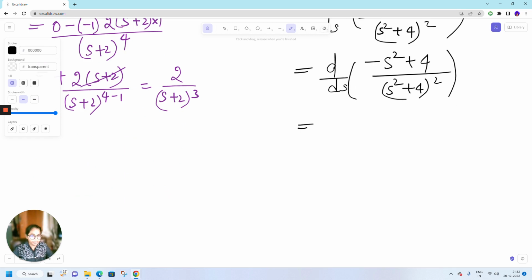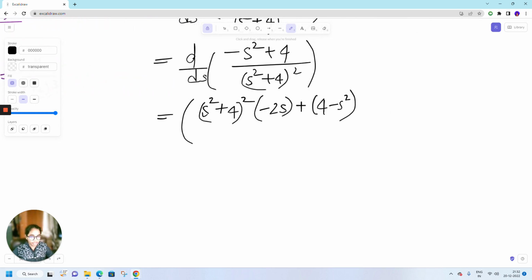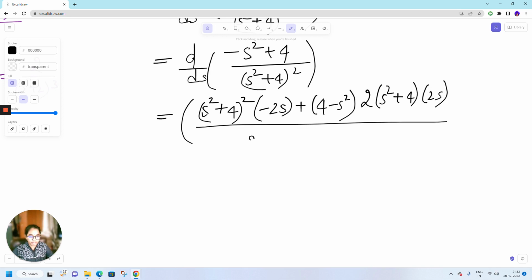That would be, keep the denominator as it is, differentiate the numerator. Differentiation of numerator is minus 2s, plus, keep the numerator as it is, that is 4 minus s square, differentiate the denominator, that is 2 into s square plus 4 into 2s, whole thing divided by s square plus 4 whole to the power 4.